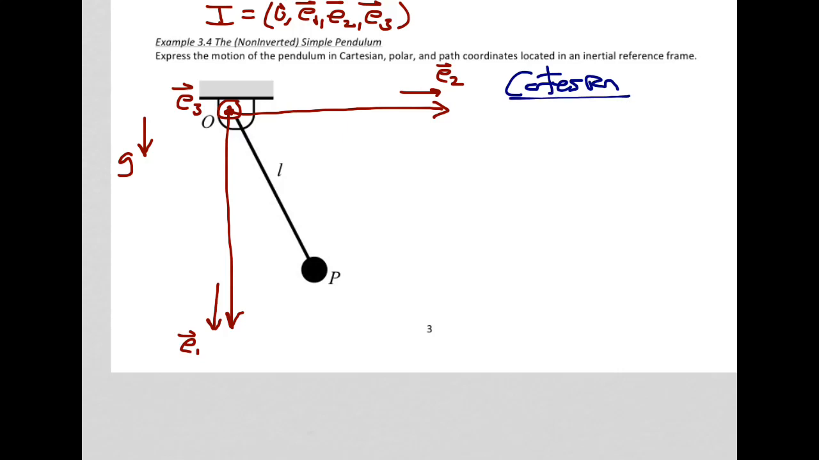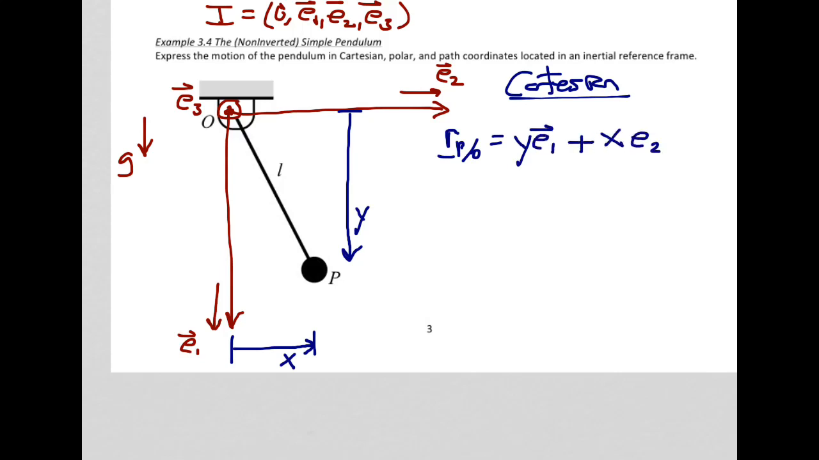We are defining the position vector of r, P with respect to O. And to define that using Cartesian coordinates, we're going to have a scalar x, and then we're going to have a scalar y pointing down. And so the position of P with respect to O is going to be in the first basis, E1, that'll be y in the E1 direction, then plus x in the E2 direction.